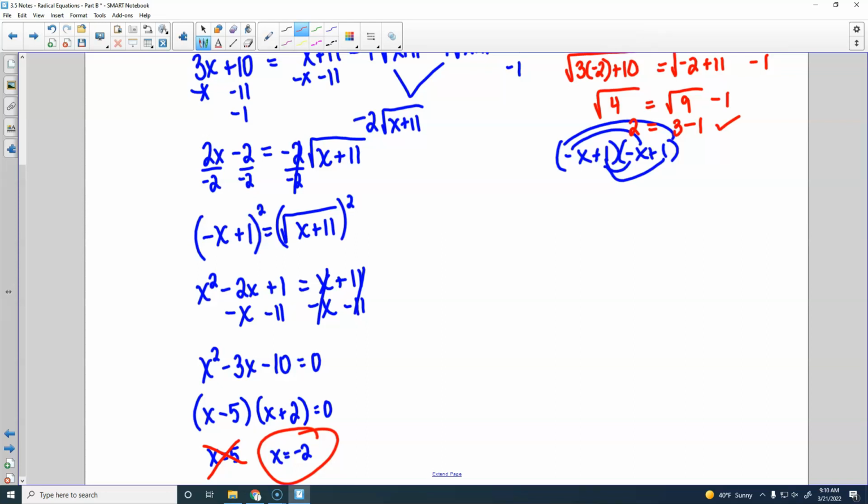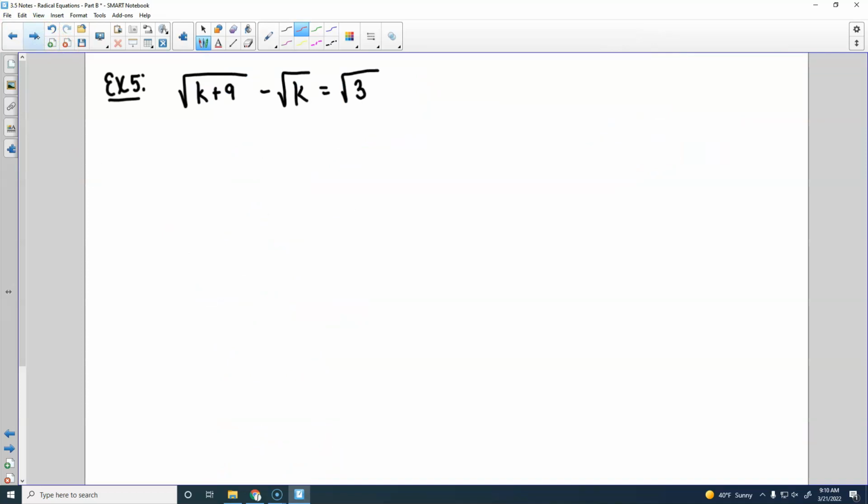I got one more type we need to look at together, and then we'll have you guys do some work on your own for these. So here is our next problem. And last one for these notes.